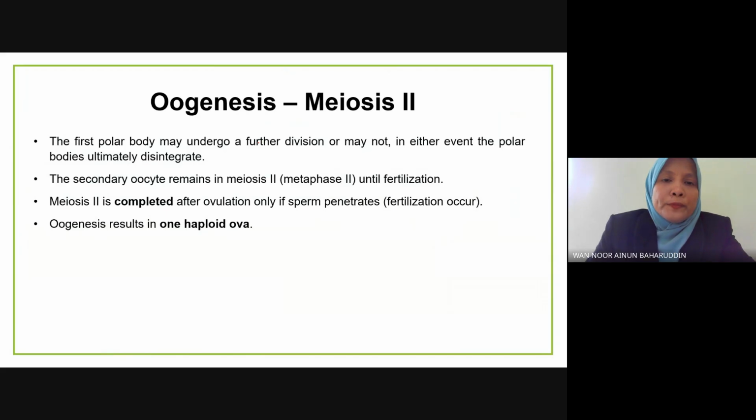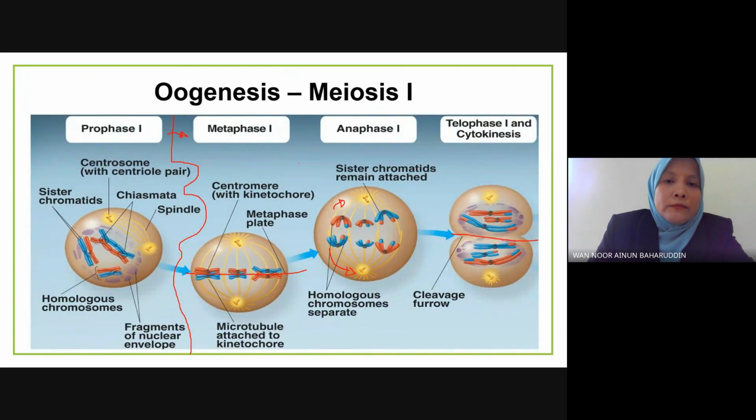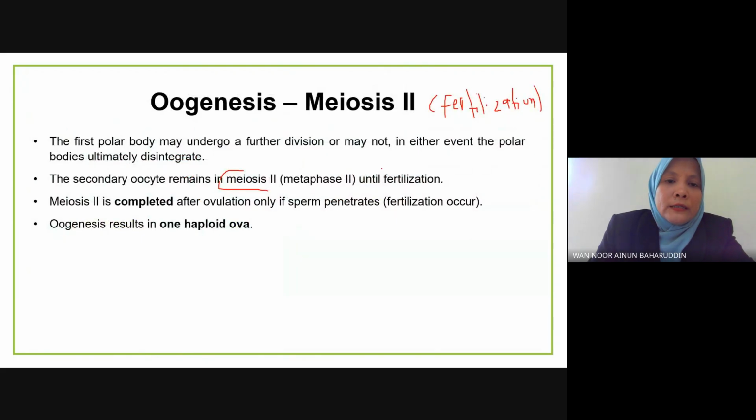Then meiosis 2. Meiosis 2 occurs after fertilization. We should bear in mind that when we are talking about meiosis 2, it is after fertilization. The first polar body may undergo further division. Either way, the polar bodies ultimately disintegrate. The secondary oocyte remains in meiosis 2 until metaphase 2 only, until fertilization.